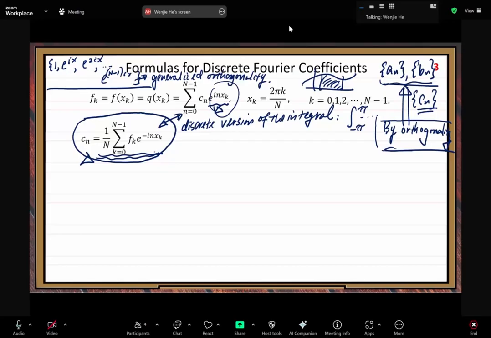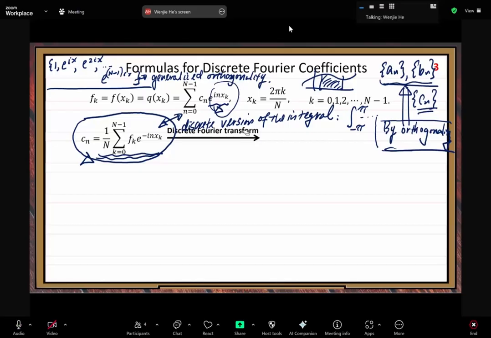And in this summation version, we have the similar orthogonality property, so that the Cn coefficients can be represented by that generalized orthogonality property. So we can easily get that. So that's one way to find these C coefficients.